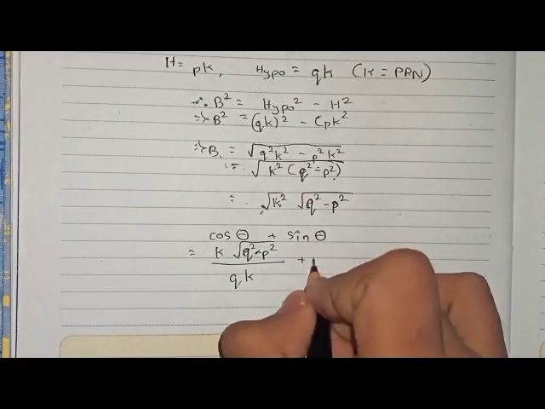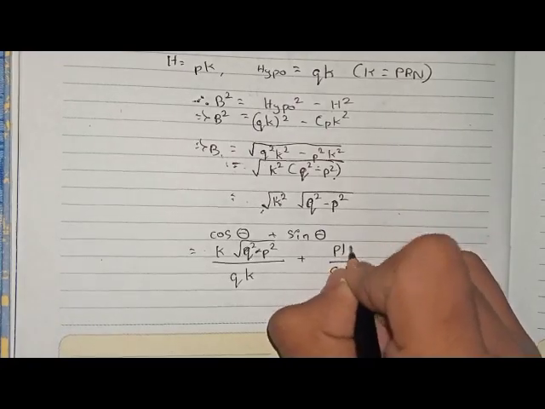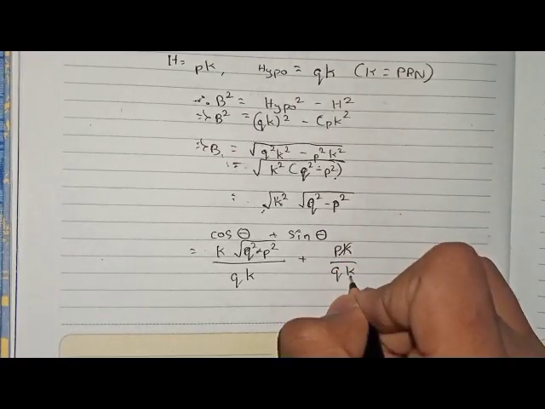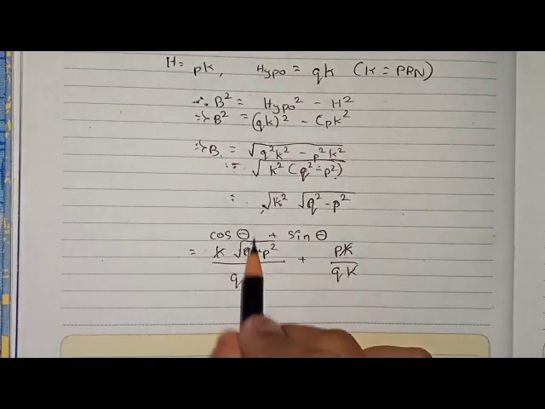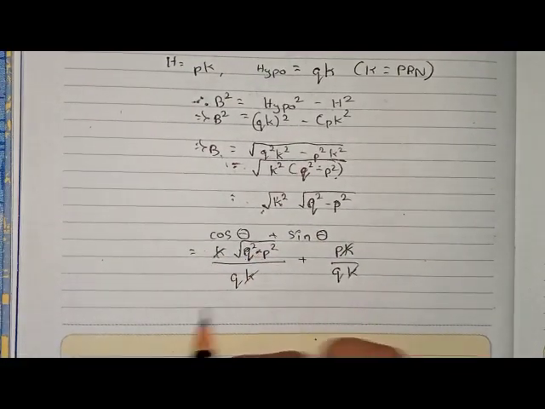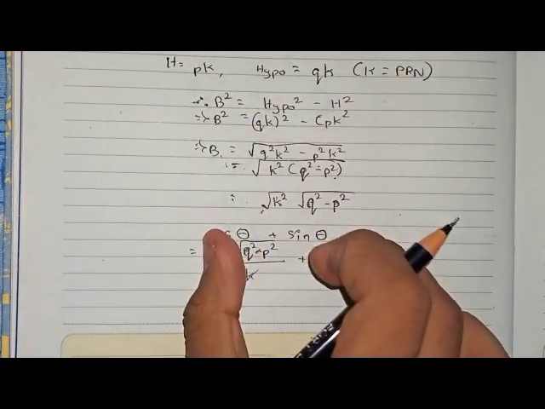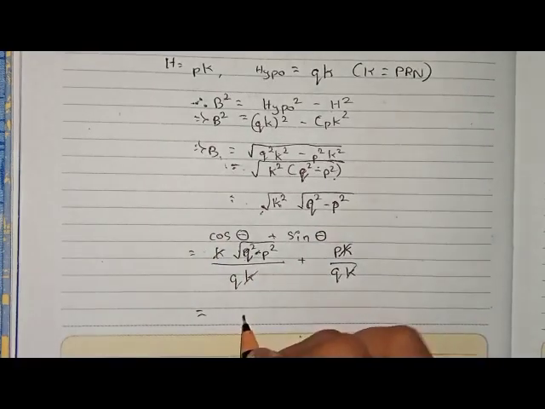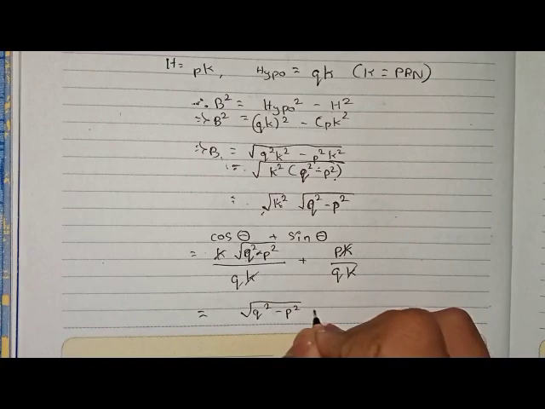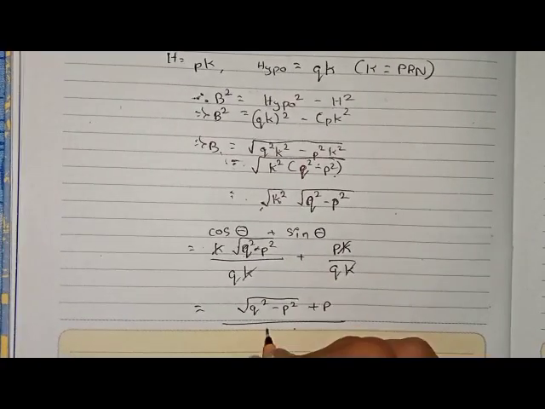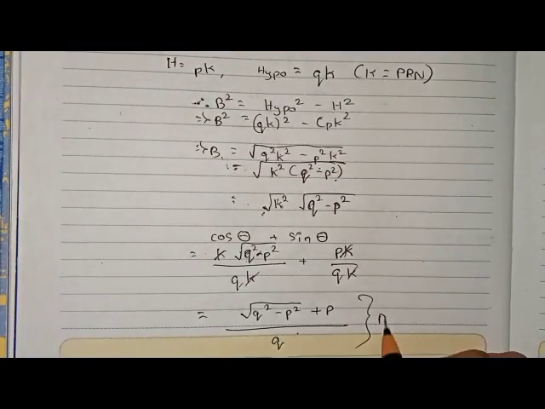Plus sin theta. Sin theta means height by hypotenuse. Our hypotenuse is qk and our height is pk. So we cut the k here also. So remains root over q square minus p square by q plus p by q. Both the denominators are equal, so the terms will be added. So it becomes root over q square minus p square plus p, divided by q. So this is the final answer for this question.